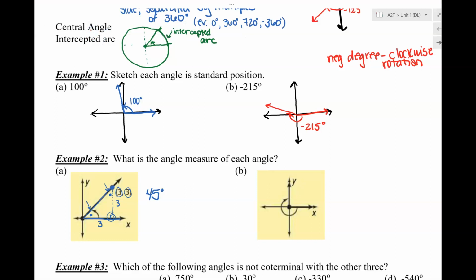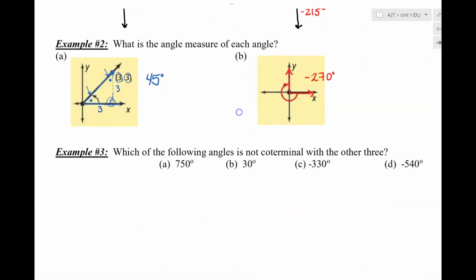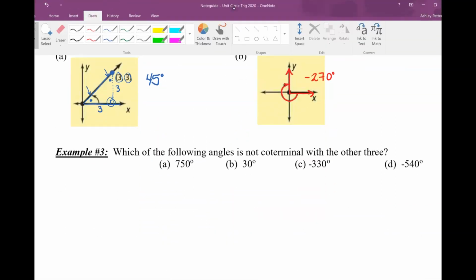Okay, for example B, we are going clockwise, which means this is a negative rotation. There's my initial side. There's my terminal side. I rotate 90, 180. Yep, this is a negative 270-degree rotation. Excellent. Nice job.